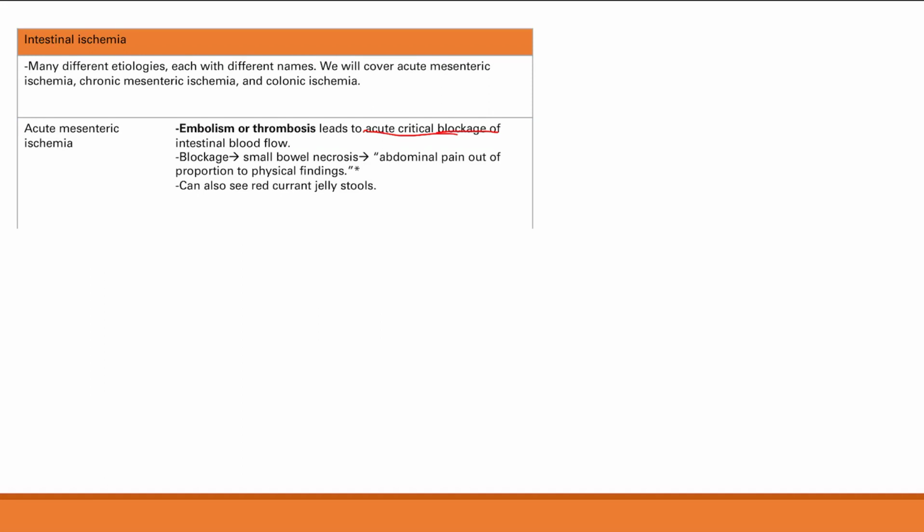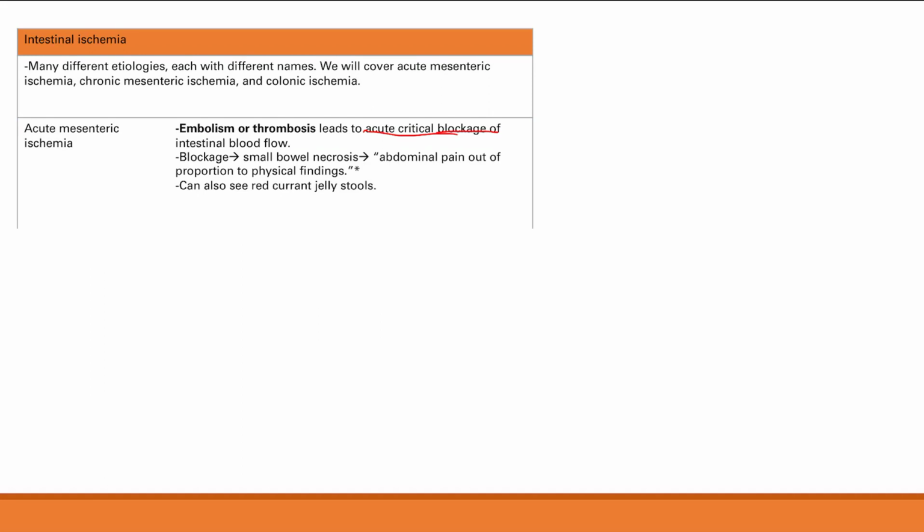And so what happens is this blockage is going to lead to ischemia, because blood's not going to be able to pass. You're going to get small bowel necrosis. And what you're going to see is abdominal pain out of proportion to the physical findings. Now what the heck does that mean?